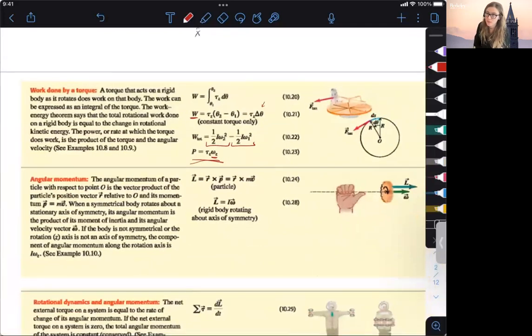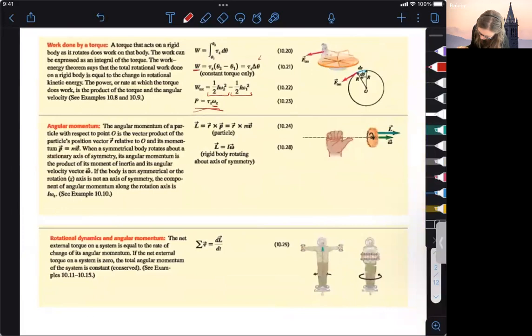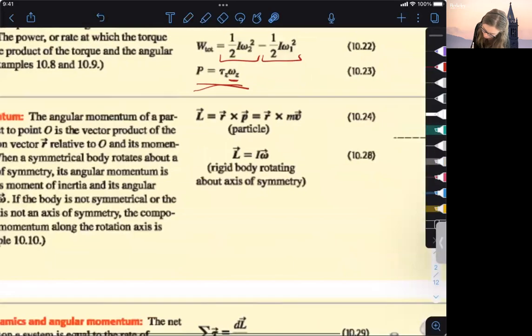There are some concepts that I want to bring up about angular momentum today just before we get started. I think that right here is a good intro, so I want to explain what these equations mean. This is the angular momentum of a particle, right? Just one single particle, which can be modeled as a point mass. And this is the angular momentum when we have an object that has a mass moment of inertia.